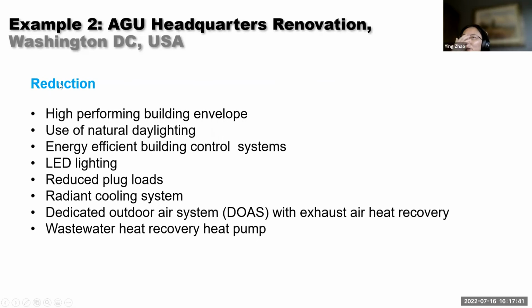Additional reduction strategies are a high performing building envelope, natural daylighting, energy efficient building control system, LED lighting, reduced plug loads, radiant cooling system, dedicated outdoor air system with exhaust heat recovery. So we already talked about that. And radiant cooling, we talked about that. It's not very good for a very humid climate, but this climate is fine. They control the humidity well, and there is wastewater heat recovery.